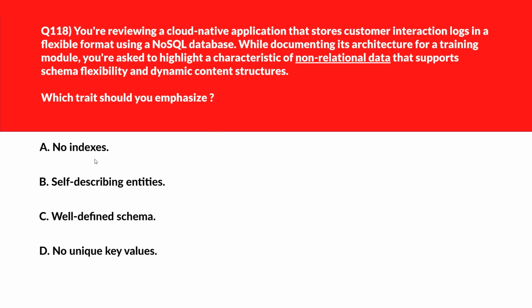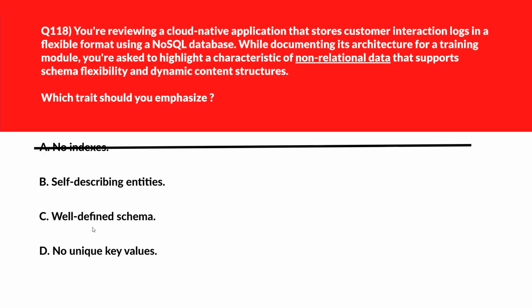Option E says no indexes. Indexes can exist in non relational systems. Their presence depends on implementation, not on the data model. Incorrect. Let's move to option B. B says self describing entities. Non relational data embraces self describing entities, allowing each record to define its own structure without relying on a fixed schema. Let's keep it. We'll move to now C.